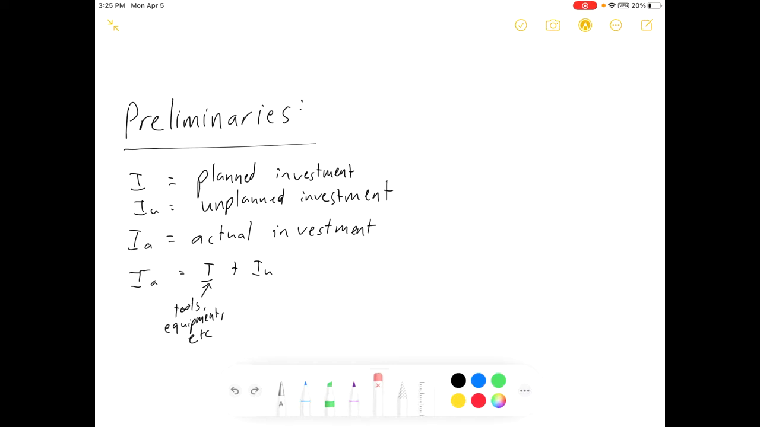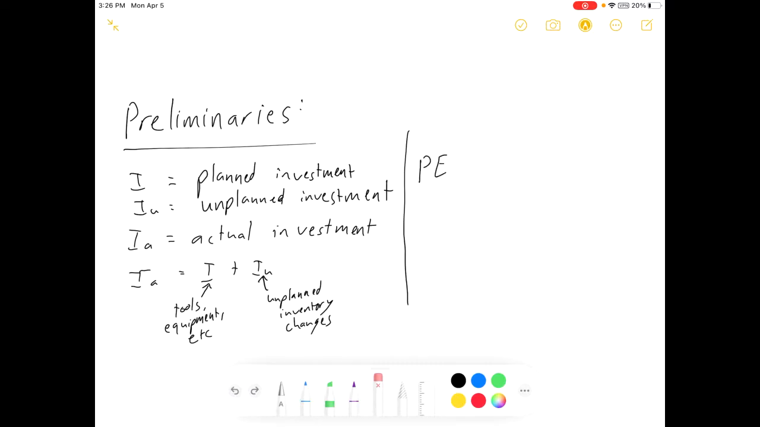Now what's in planned investment? Well, that's all the stuff that we normally think of: tools, equipment, etc. The stuff that depends on interest rates. What's in the unplanned investment? That's usually just unplanned inventory changes. We made a bunch of stuff, we didn't sell it this year while we were measuring GDP, so it just gets counted as investment.